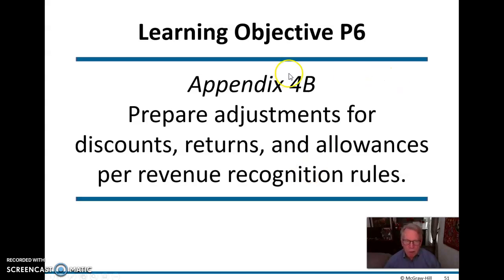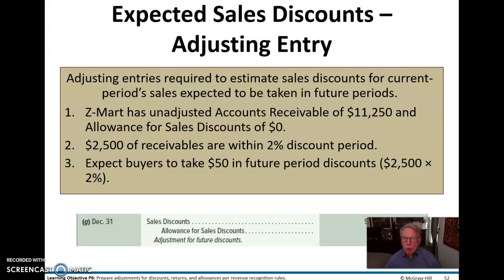Under Appendix 4B, we're going to prepare some adjustments per the new revenue recognition rules. I won't spend a great deal of time on this, but if you're an accounting major, you probably want to make sure you understand this too. Our adjusting entries are required to estimate the sales discounts for current period sales expected to be taken in future periods. That's an estimate, of course.